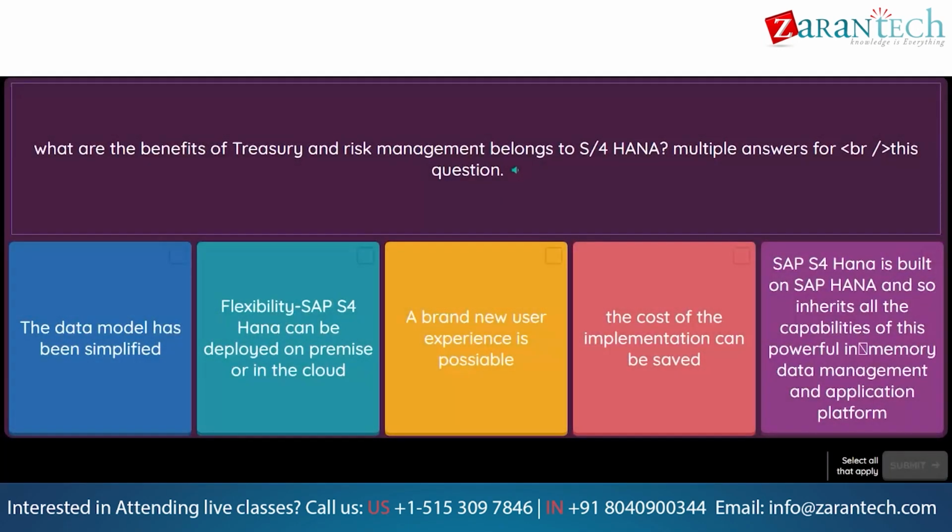Question, what are the benefits of Treasury and risk management belongs to S/4 HANA? Multiple answers for this question. Option 1 The data model has been simplified. Option 2 Flexibility, SAP S/4 HANA can be deployed on-premise or in the cloud. Option 3 A brand new user experience is possible. Option 4 The cost of the implementation can be saved. Option 5 SAP S/4 HANA is built on SAP HANA and so inherits all the capabilities of this powerful in-memory data management and application platform.